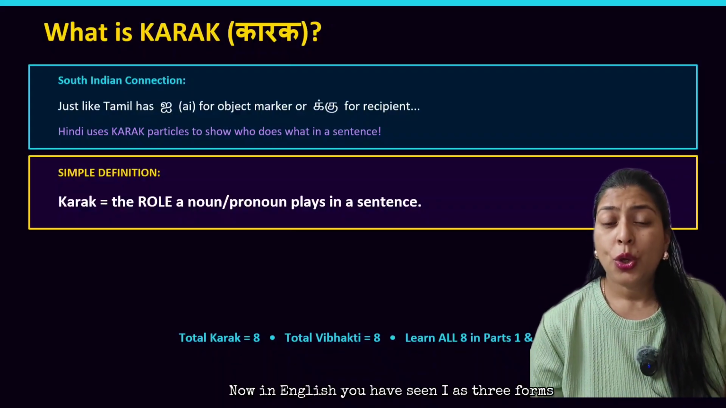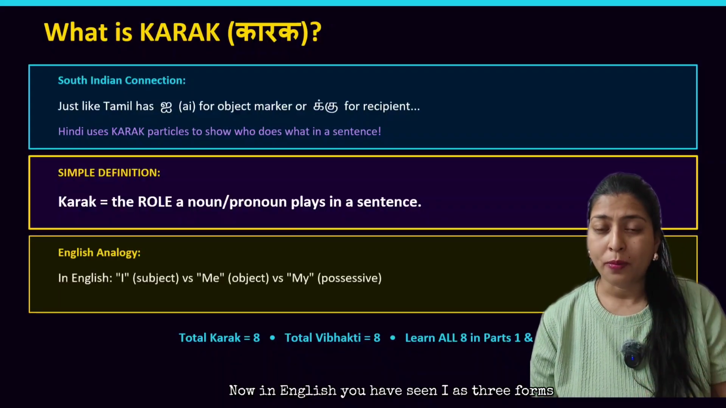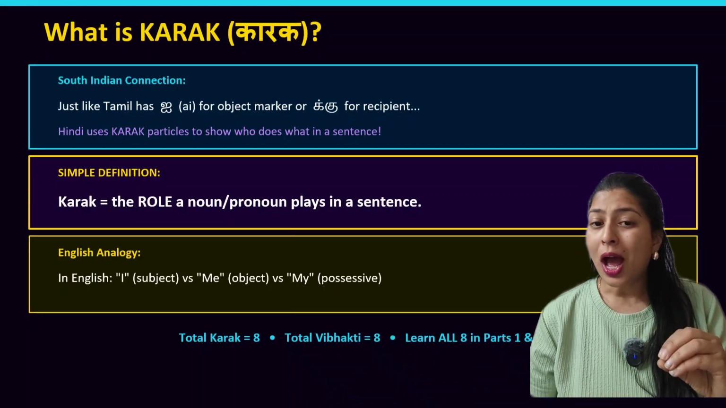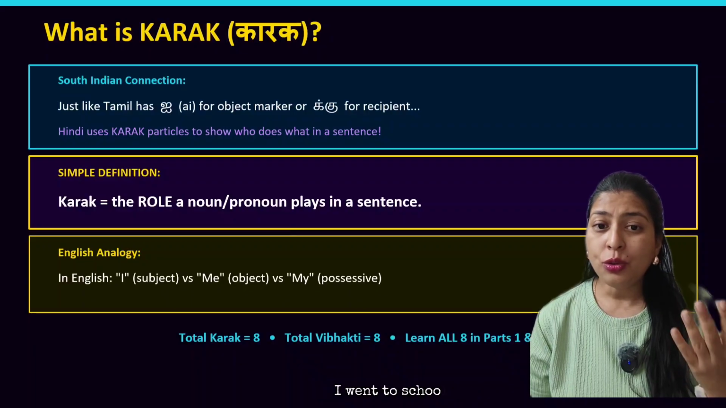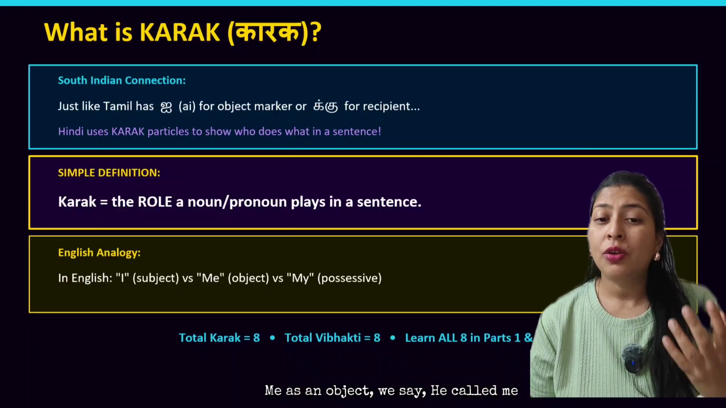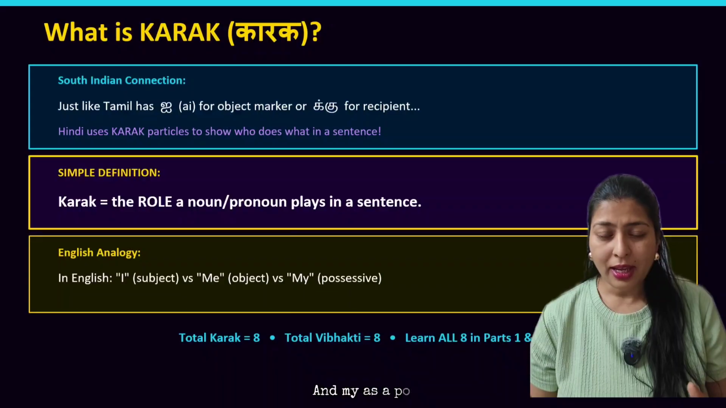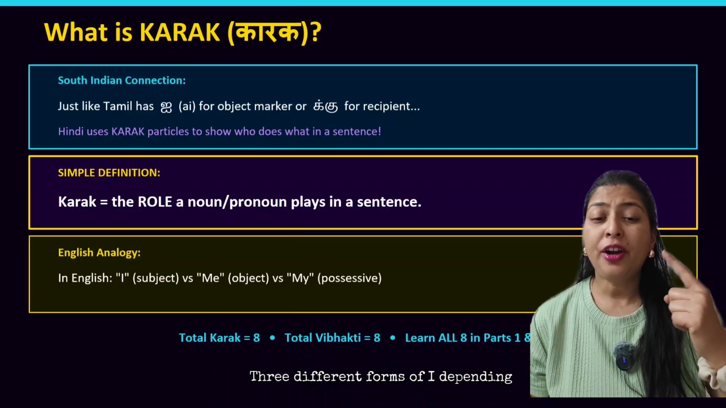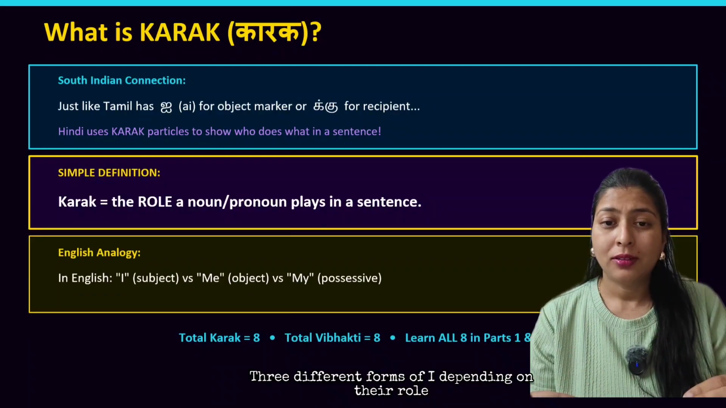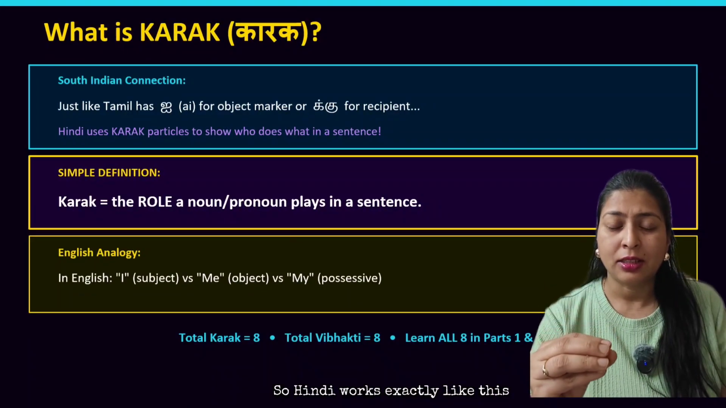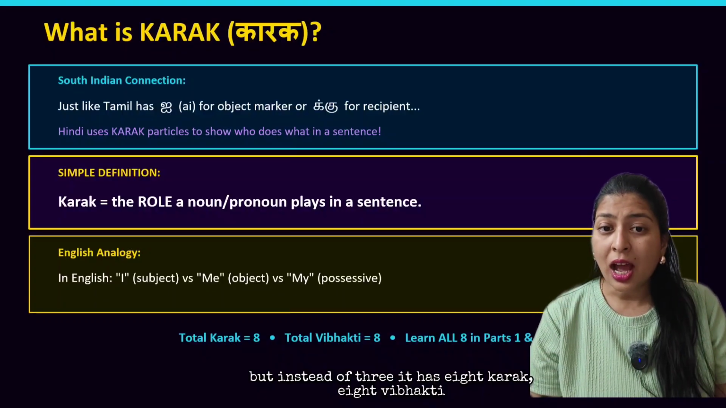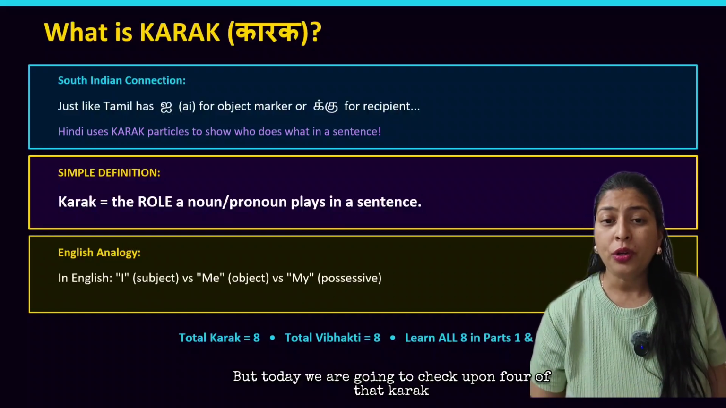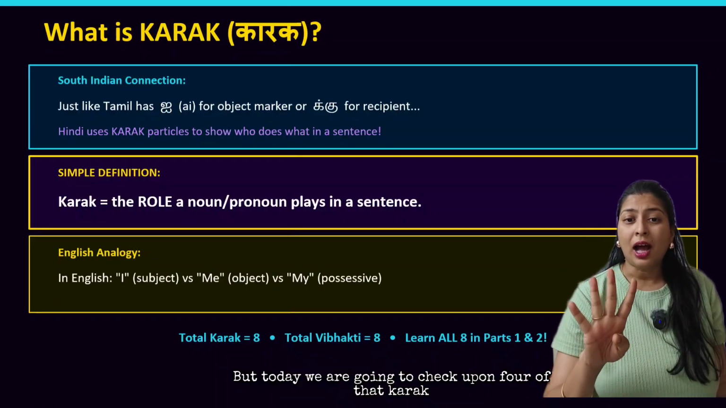Now in English, you have seen I has 3 forms. For I, we can also say me, and we can also say my. As a subject, we say I went to school. As an object, we say he called me. And as a possessive, this is my book. So check that, 3 different forms of I depending on their role. Hindi works exactly like this, but instead of 3, it has 8 karak, 8 vibhakti. So let's see all 8 karaks. But today we are going to cover 4 of them.